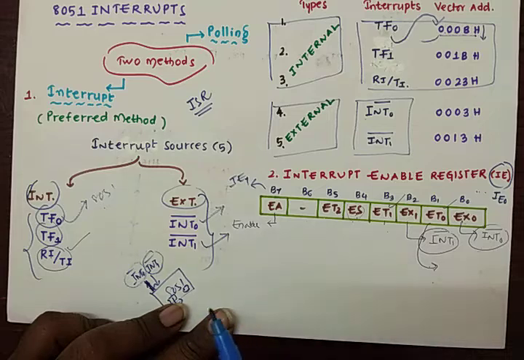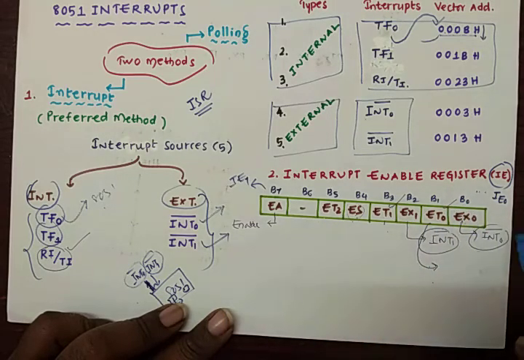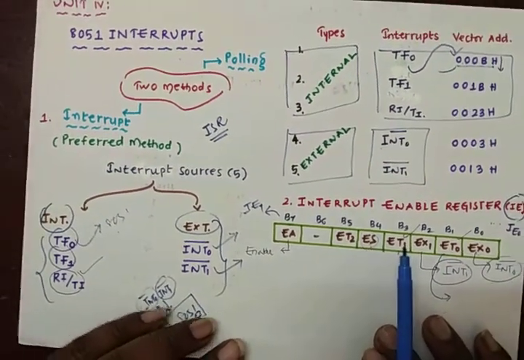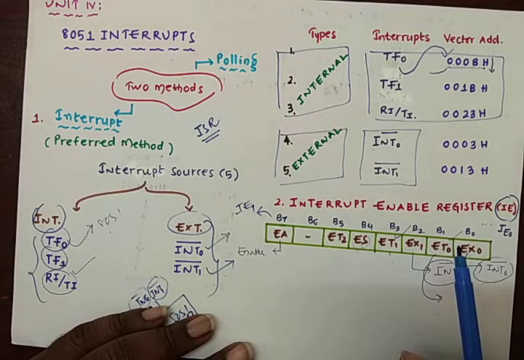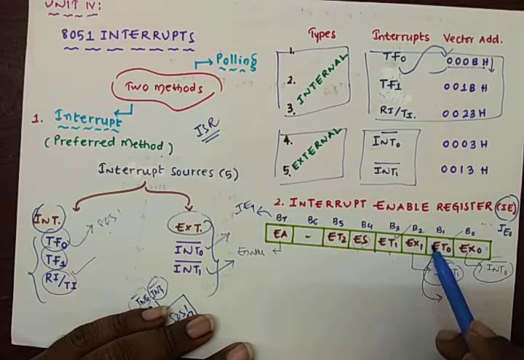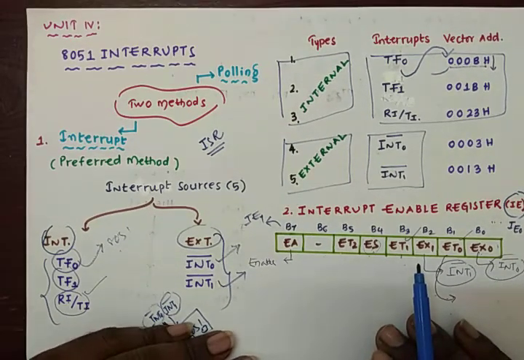So we can enable or disable all the 5 interrupts at a time, or we can enable or disable the individual interrupts individually. The format of the interrupt enable register is this one, and it is bit addressable. That means we are going to enable or disable bit-wise only, so it is called a bit addressable labeled register.